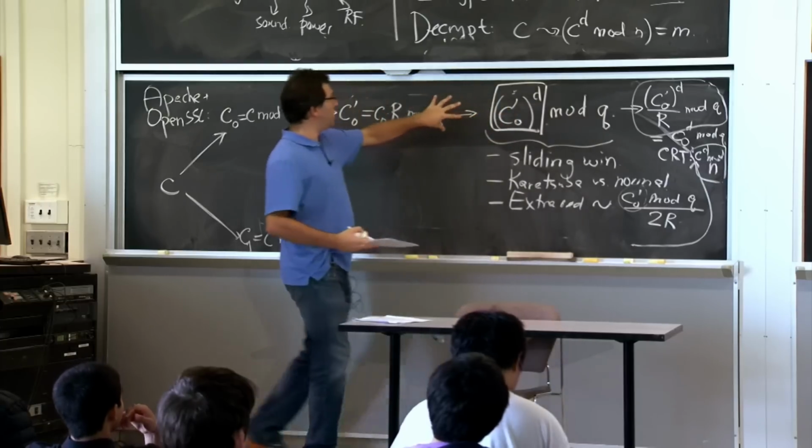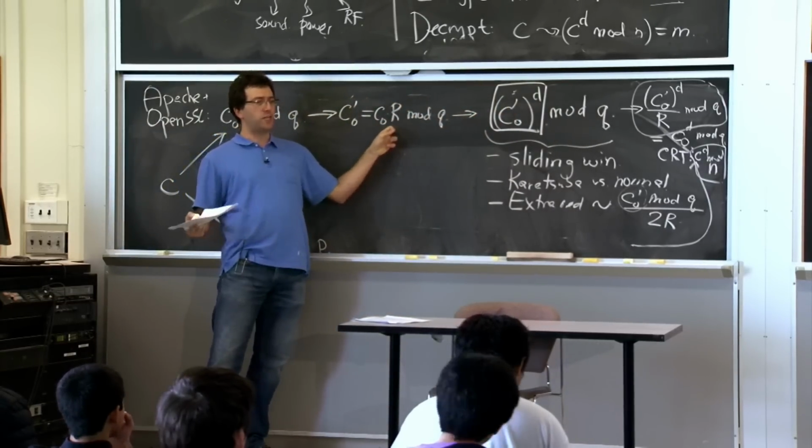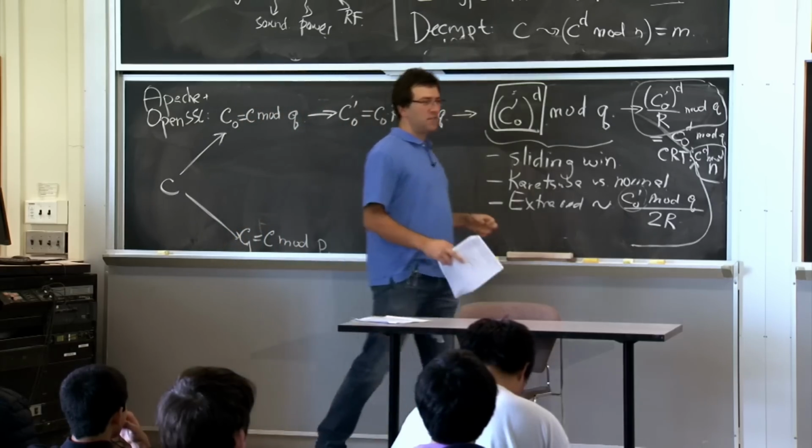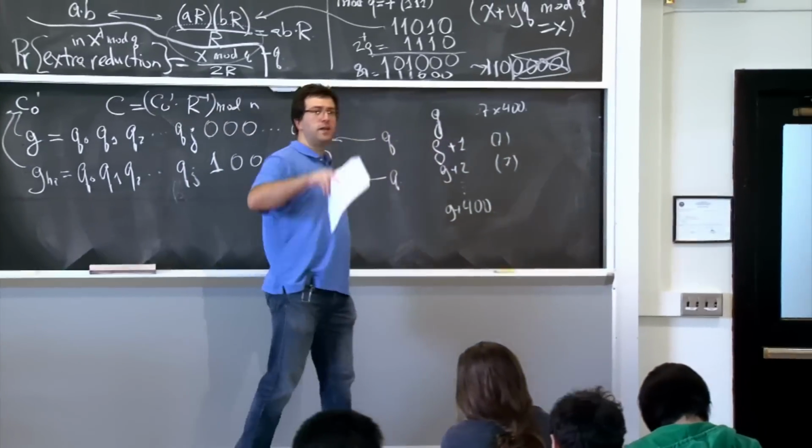So the cool thing is basically all the manipulations leading up to here are just multiplying by this R, and you know what R is going to be. It's going to be 2 to the 512. So that's going to be relatively straightforward to do. Make sense? Other questions? Yeah?